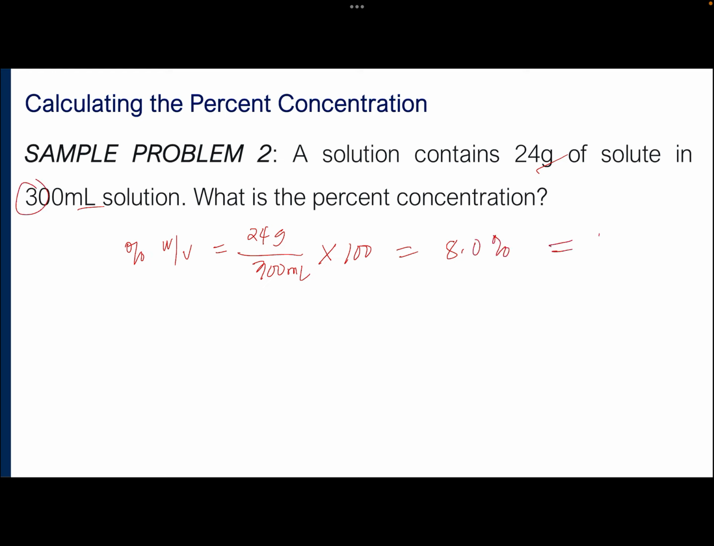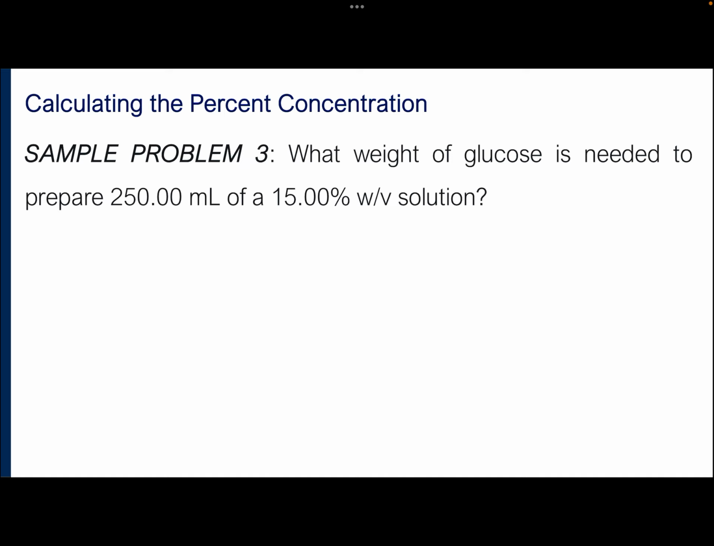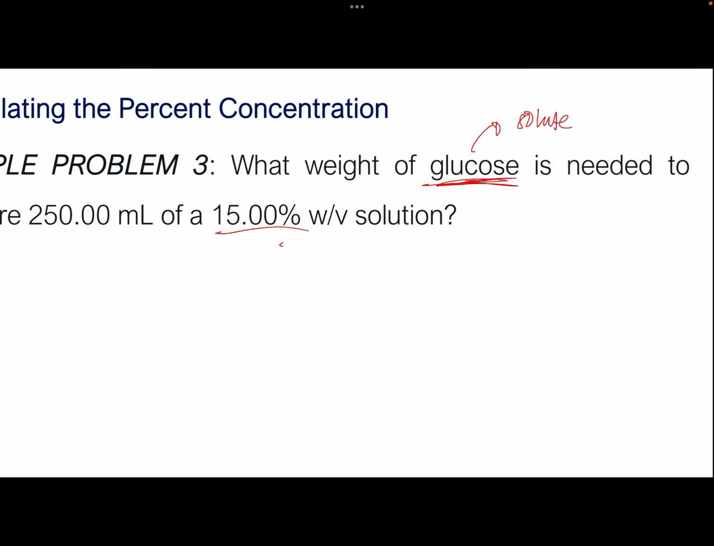Okay. So next example: what weight of solute is needed to prepare 250 ml of a 15.00% weight per volume solution? So here the given is the percent, and now we will solve for the weight of solute needed to make this percent.